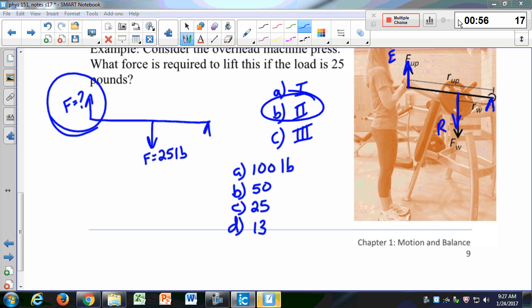She's standing. That's not how you're supposed to do it. But it's just to demonstrate that this is a lever. She knows how to do the overhead machine press. Because she's awesome. But, okay.